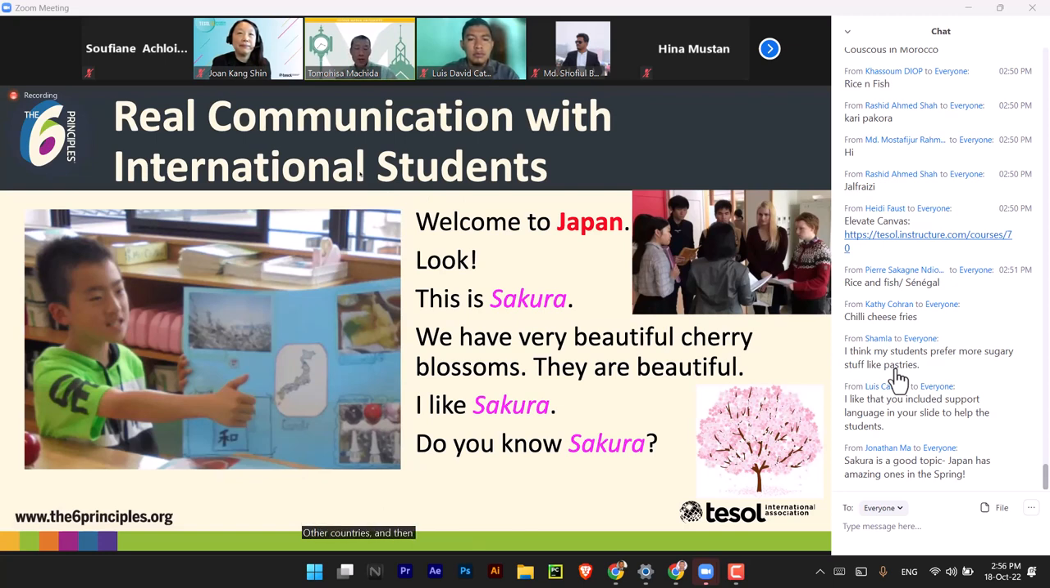So Yoshi showed these posters and says, hello everyone, welcome to Japan. Look, this is Sakura. We have very beautiful cherry blossoms. They are beautiful. I like Sakura. Do you know Sakura?